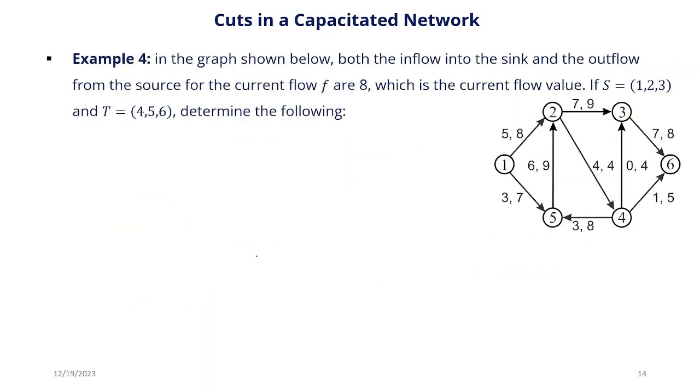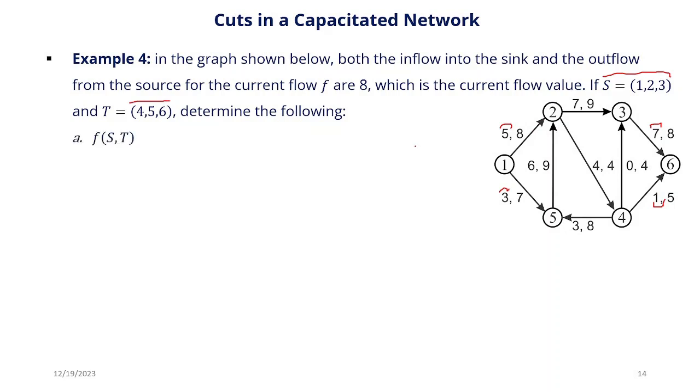So let's look at an example. In the graph shown below, the inflow into the sink and the outflow from the source are 8, which is the current flow value. Of course, you can see that 7 plus 1 equals 8, and 3 plus 5 equals 8. So if the source set consists of the nodes 1, 2, 3, and the sink set consists of the nodes 4, 5, 6, determine the following.